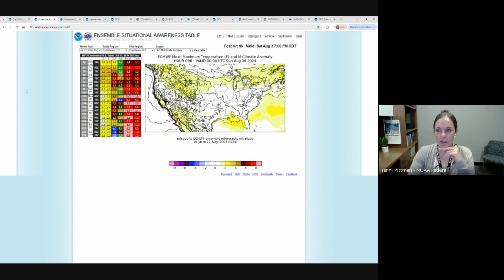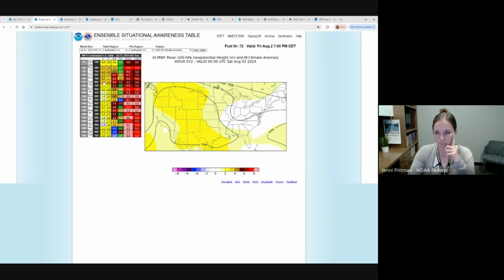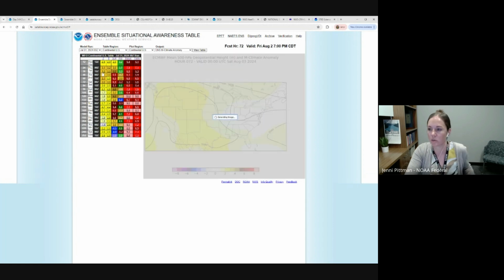But so you're able to look at, you could still look at heights here, similar to what we were looking at before, and just gives you kind of that broad picture of how that compares to the model climate. So still anomalous, we're just not seeing those really high values as we go into the weekend and the latter portion of this week.